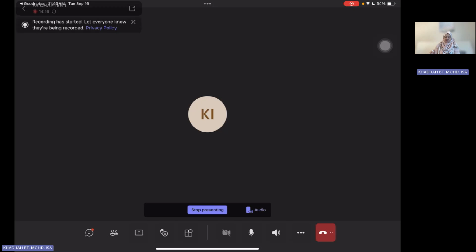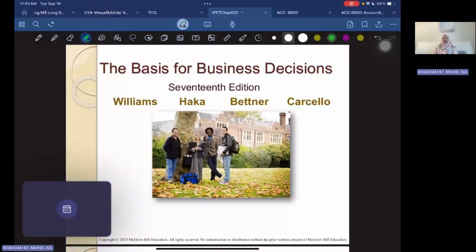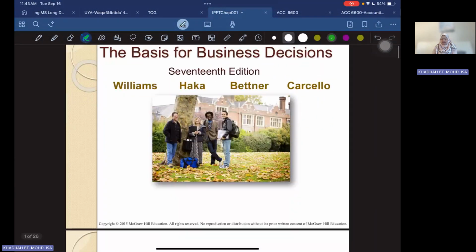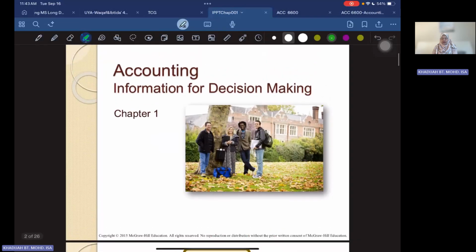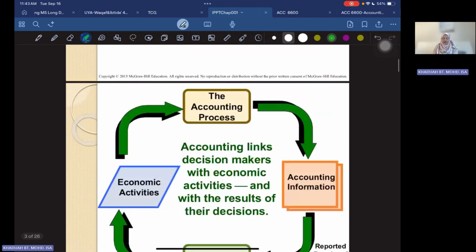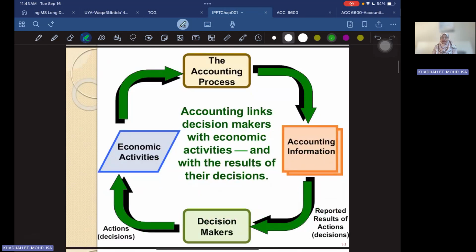Let's see what we are going to look into today. It is on Chapter 1, Accounting Information for Decision Making. Remember that for the first week, we have 3 chapters to cover, so I will do Chapter 1 first. In Chapter 1, the accounting process.